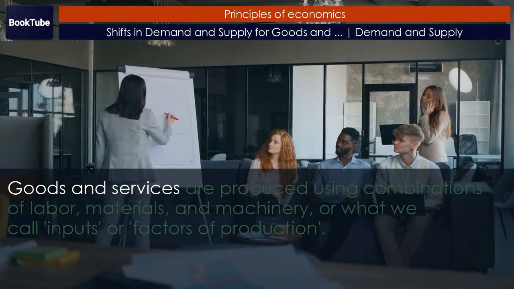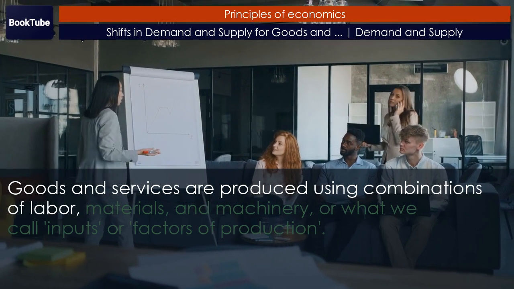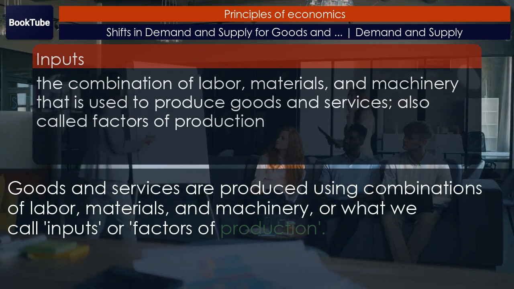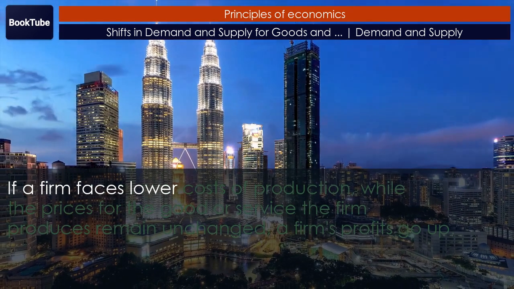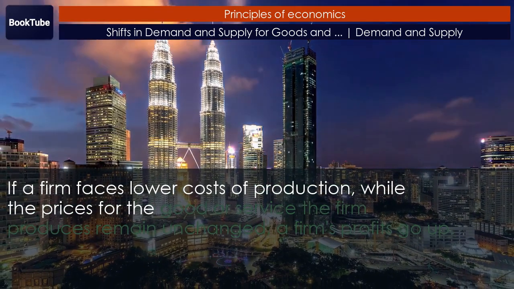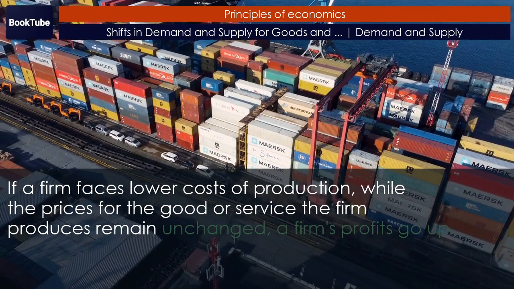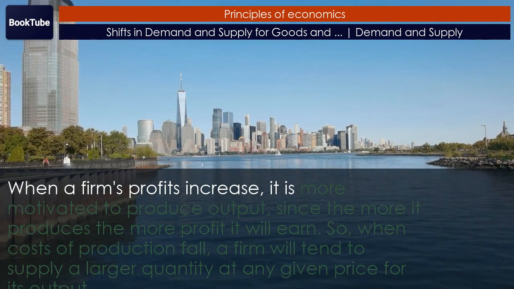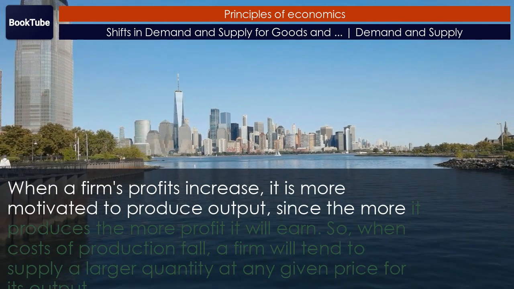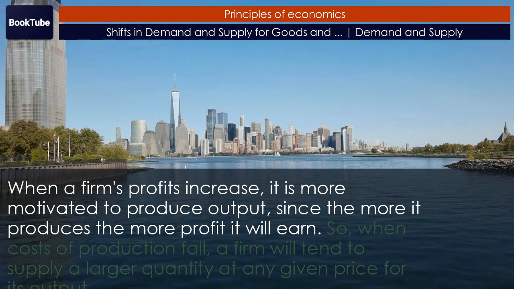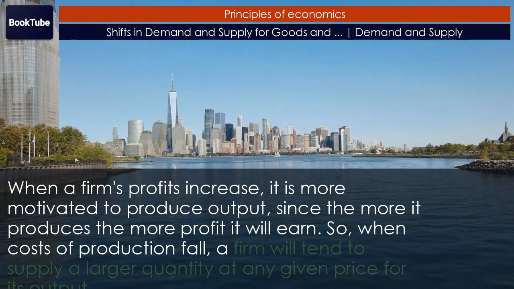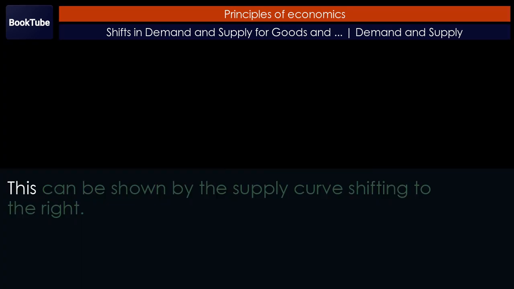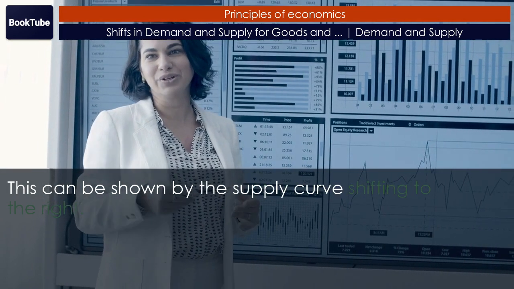Goods and services are produced using combinations of labor, materials, and machinery, or what we call inputs, or factors of production. If a firm faces lower costs of production, while the prices for the good or service the firm produces remain unchanged, the firm's profits go up. When a firm's profits increase, it is more motivated to produce output, since the more it produces, the more profit it will earn. So, when costs of production fall, a firm will tend to supply a larger quantity at any given price for its output. This can be shown by the supply curve shifting to the right.